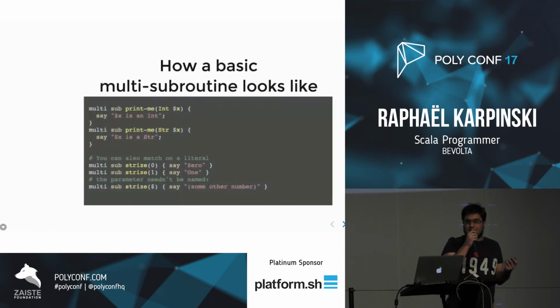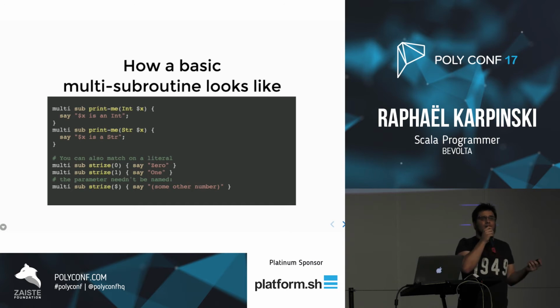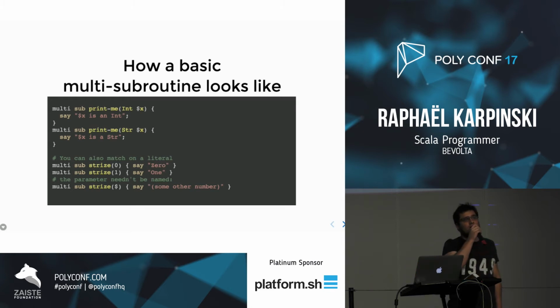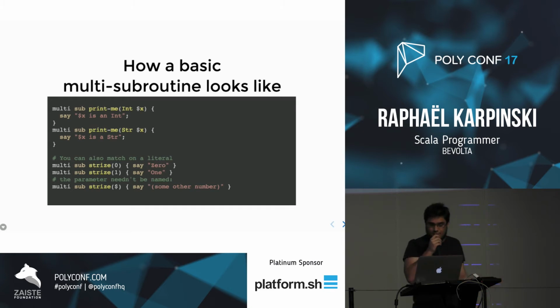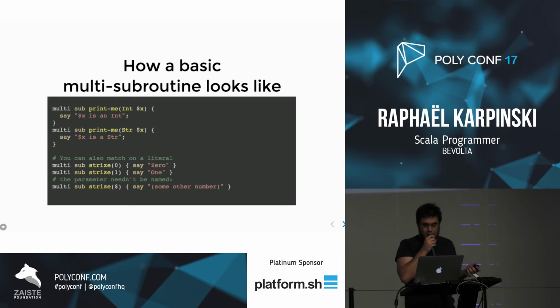And for multi-methods themselves, you just have to use the multi keyword, and you'll be able to add as many overloads to your function as you want. So the printme subroutine has a first candidate for int and a second candidate for string. And it will be checked if you pass anything other than those two. That will end up in an error. Sometimes a compile time error, if you have all your types known at compile time.